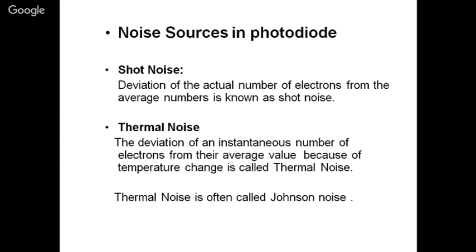Then thermal noise. After all, you are not able to maintain temperature very, very exactly. So due to variation in temperature also, electrons can come out, which are not due to signal. So this is what is called, the second, thermal noise, also called Johnson noise.